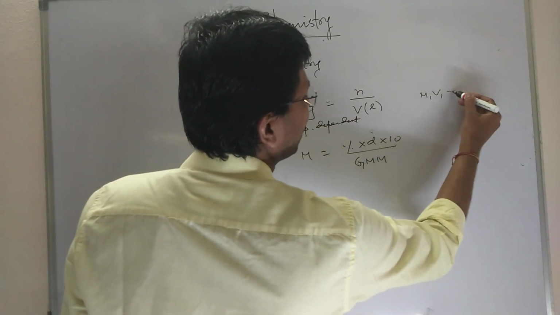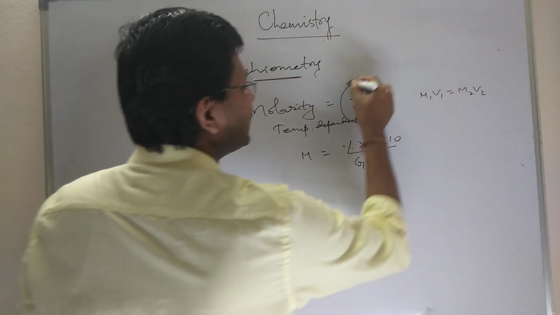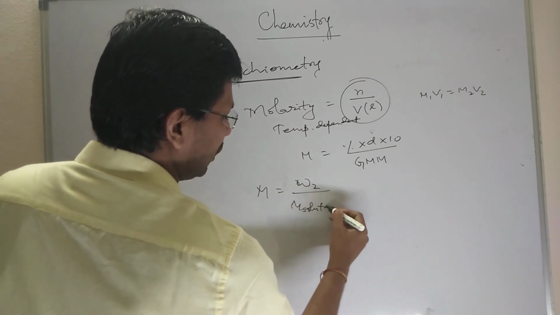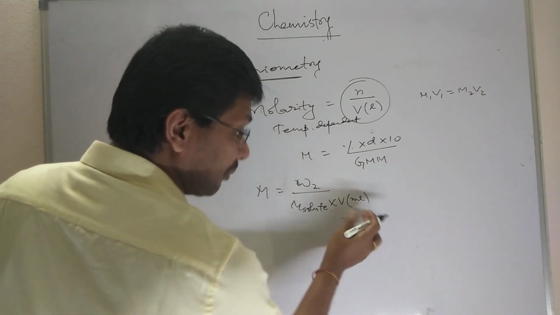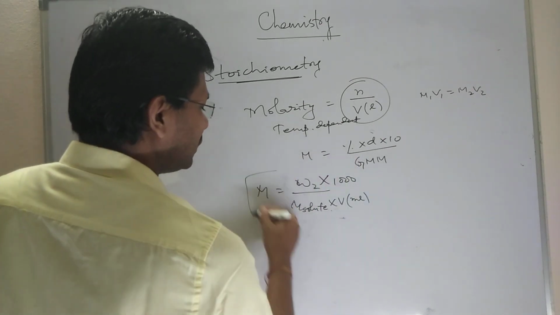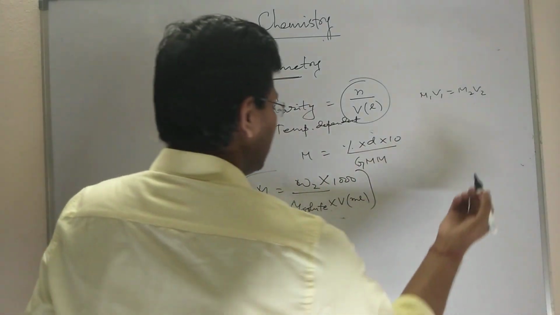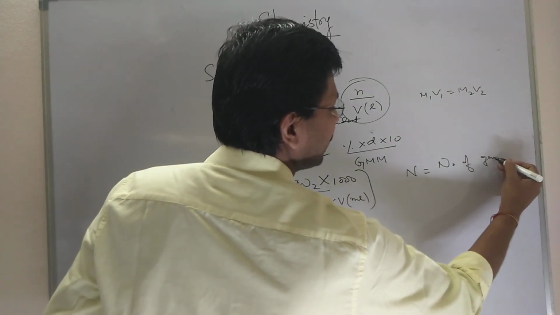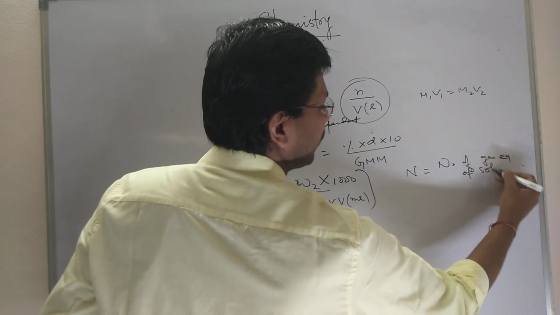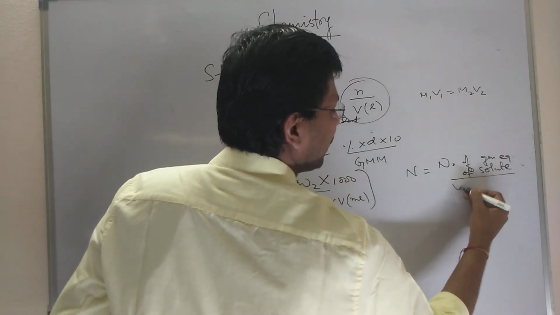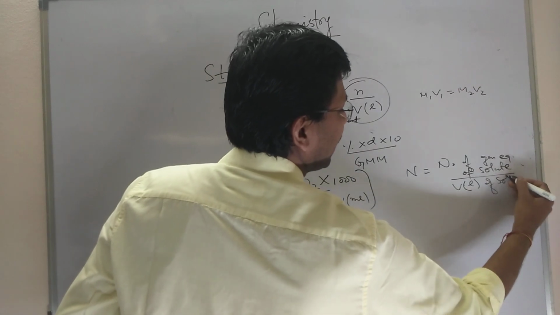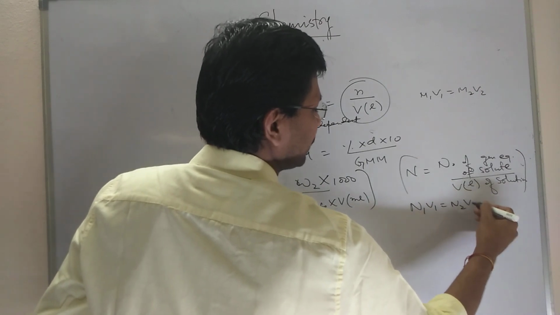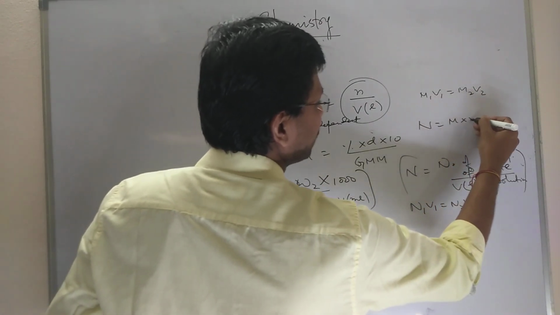Molarity equation is M1 V1 equal to M2 V2. If you want to simplify this, then you can write molarity is weight of solute by molecular mass of solute into, if volume is given in milliliter, then you have to divide by 1000, that will go up. So this way you can find out the molarity also. Normality is number of gram equivalent of solute divided by volume of solution in liter. Normality equation is N1 V1 equal to N2 V2. So you can write normality equal to molarity into N factor.